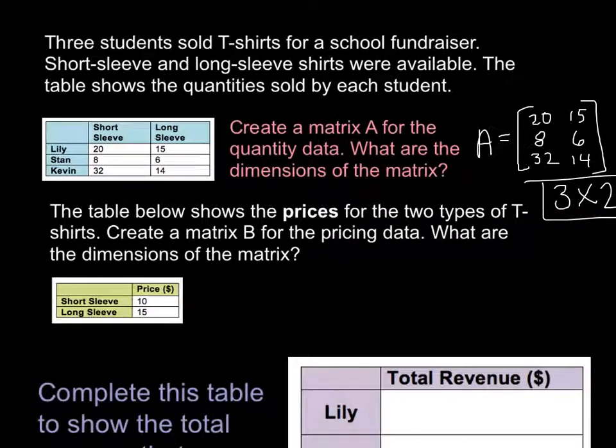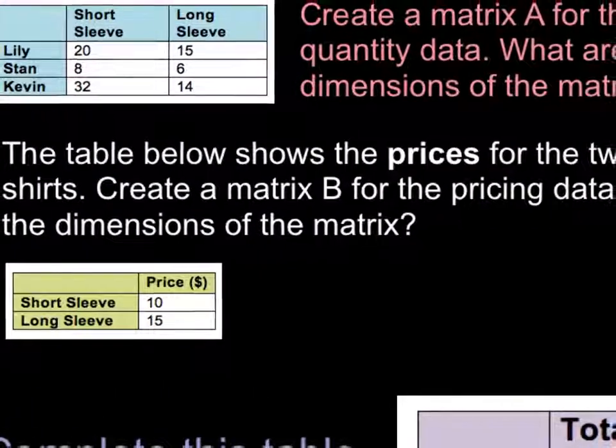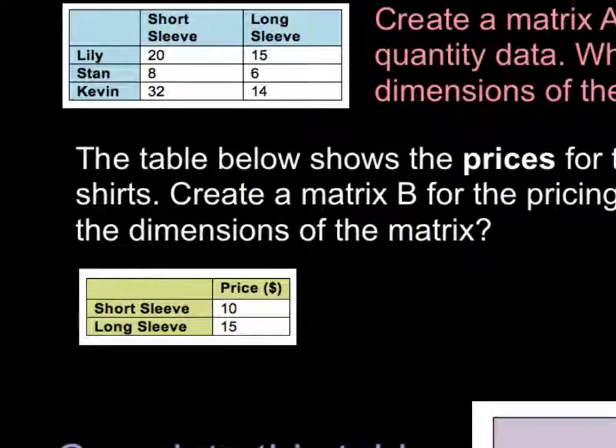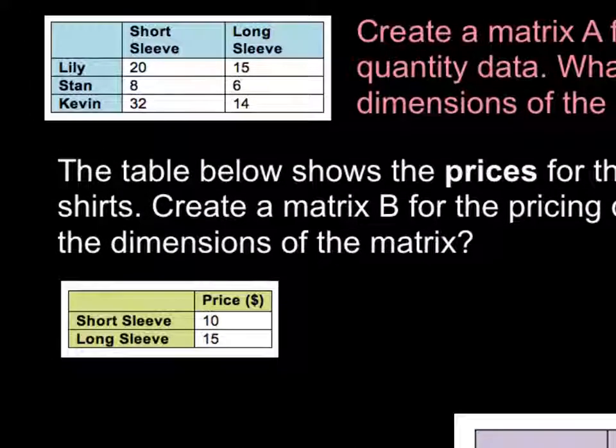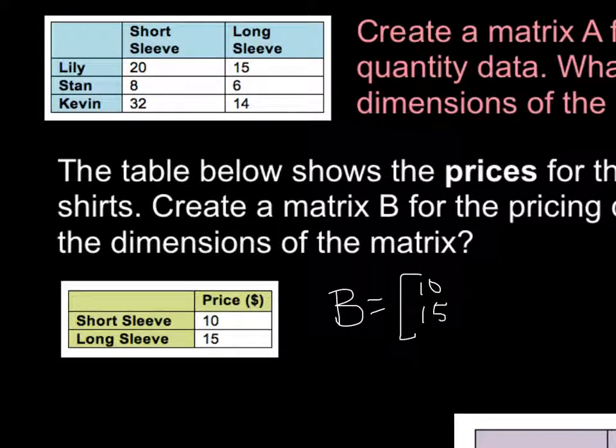It says the table below shows the prices for the two types of t-shirts. I want you to create a matrix B for the pricing data and find the dimensions of the matrix. So here, let's investigate this. We've got the pricing of our t-shirts. A short sleeve shirt is $10 and a long sleeve shirt is $15. This is pretty simple. We just have a 2 by 1 matrix because we only have 2 data points in one column. So therefore this is a 2 by 1 matrix.